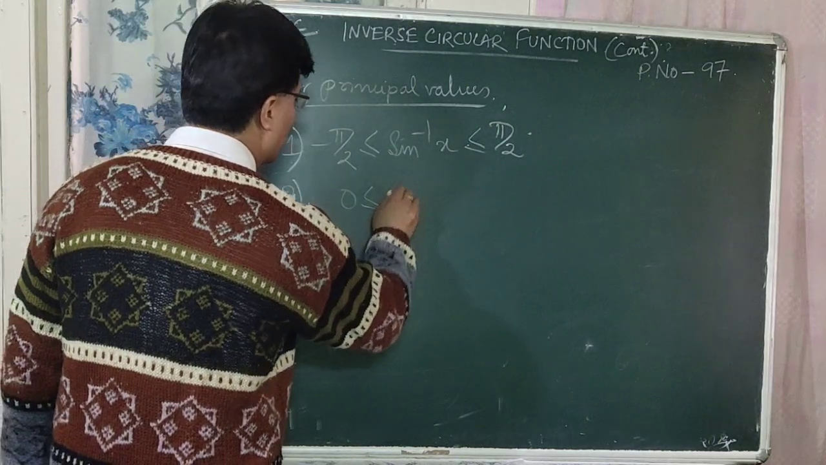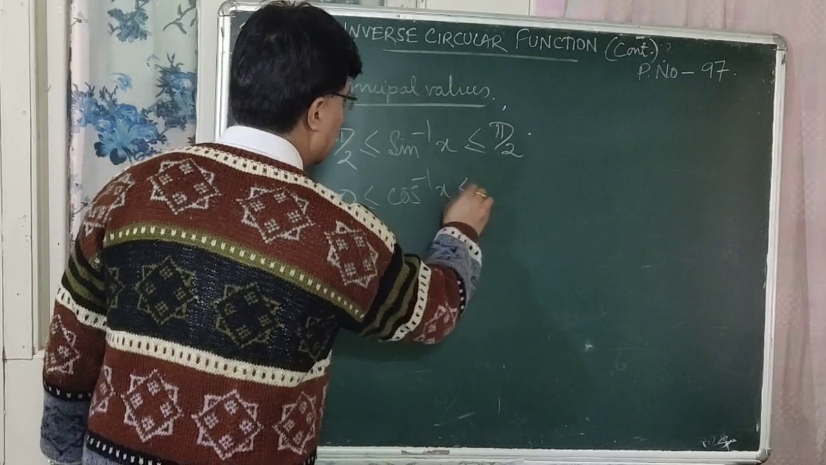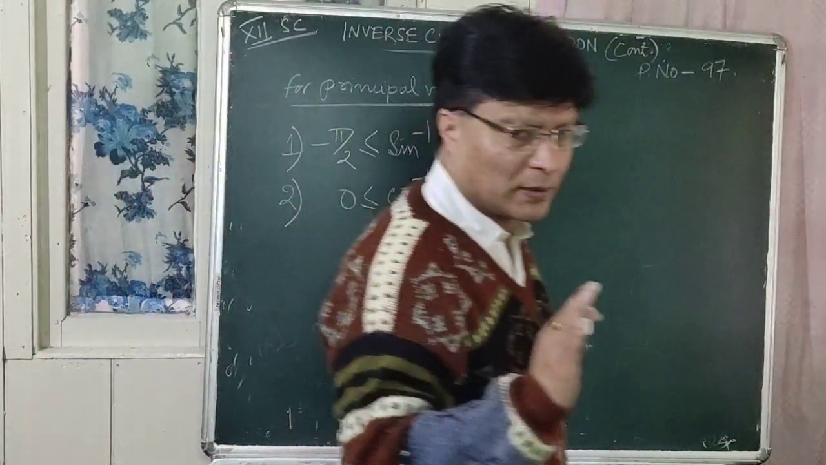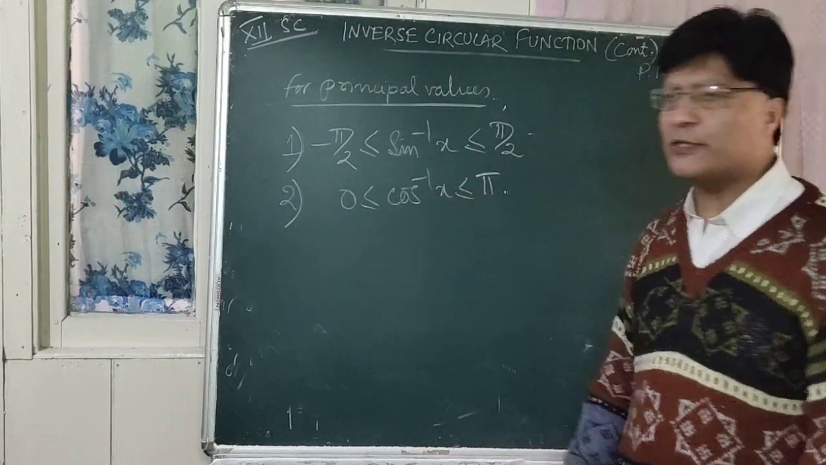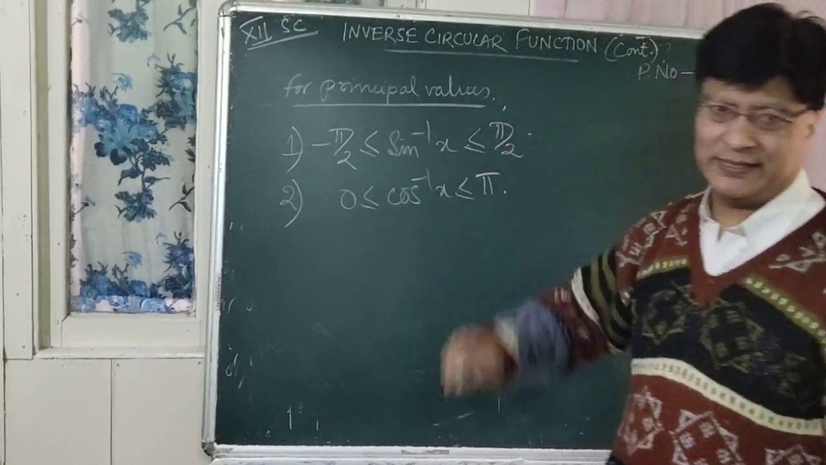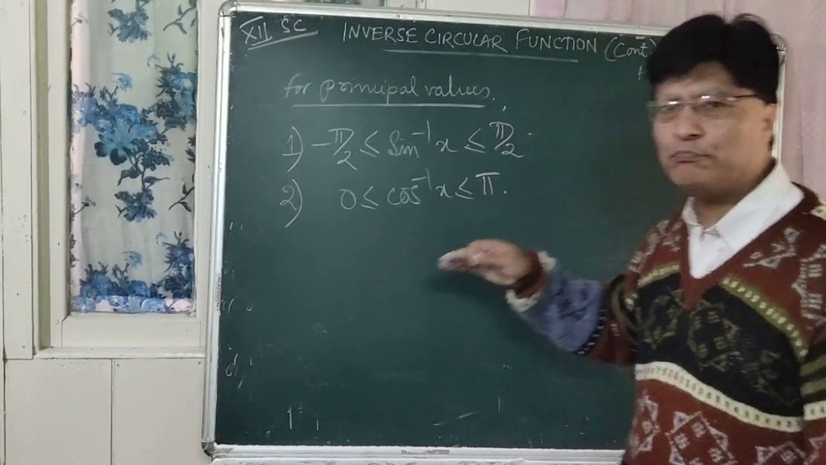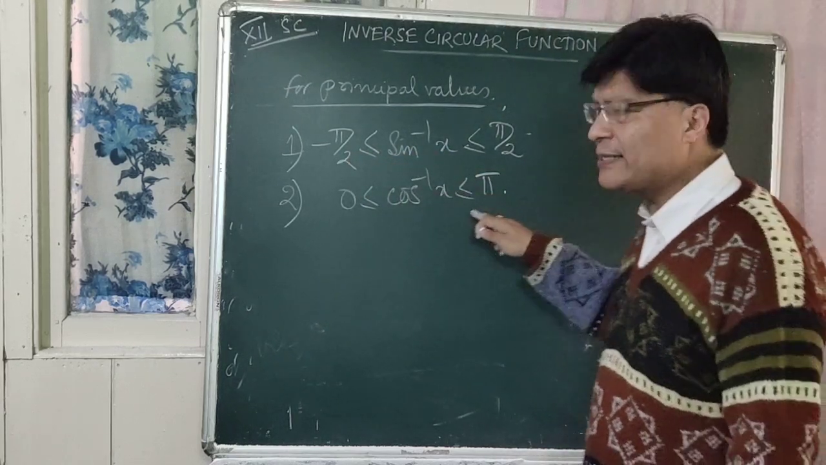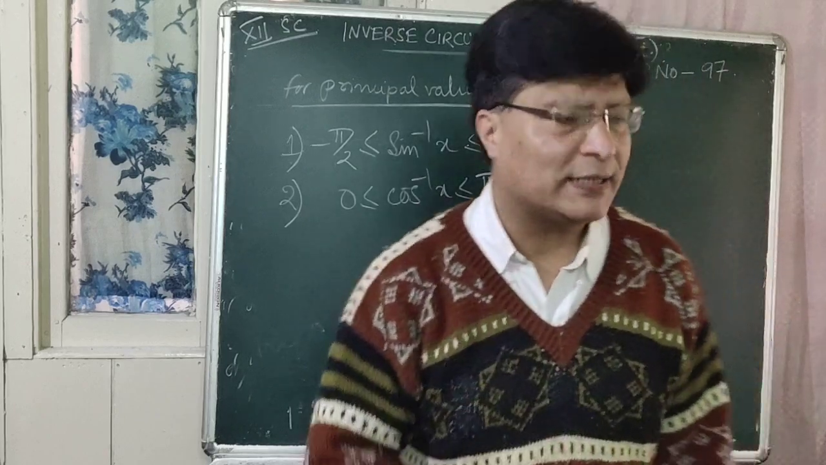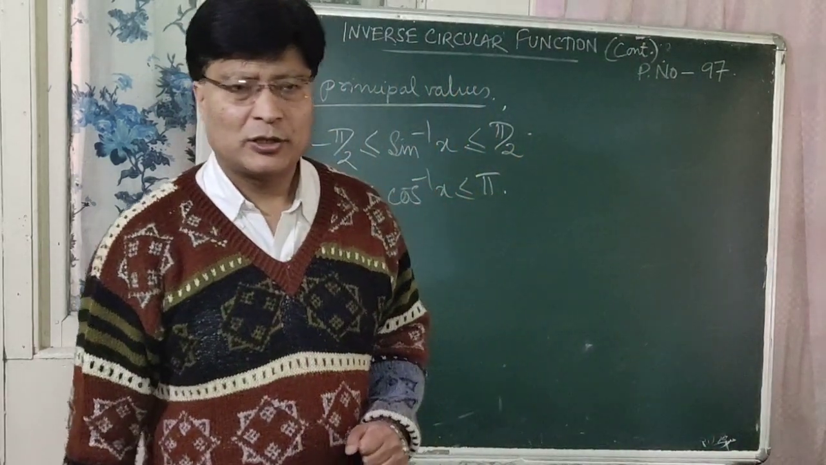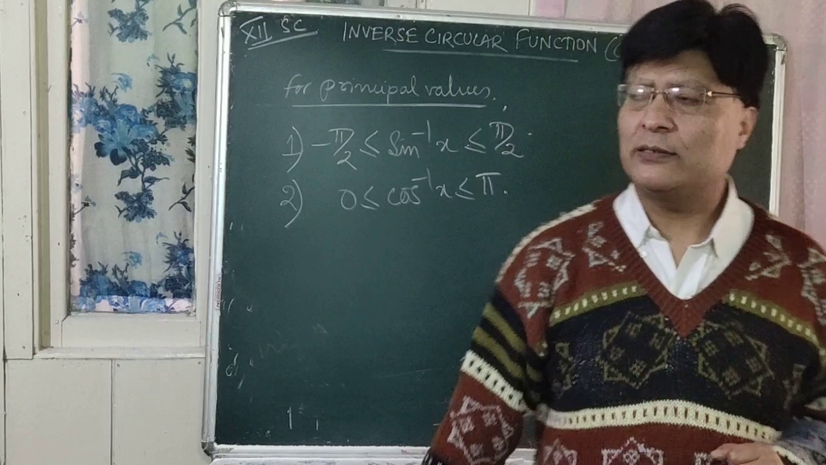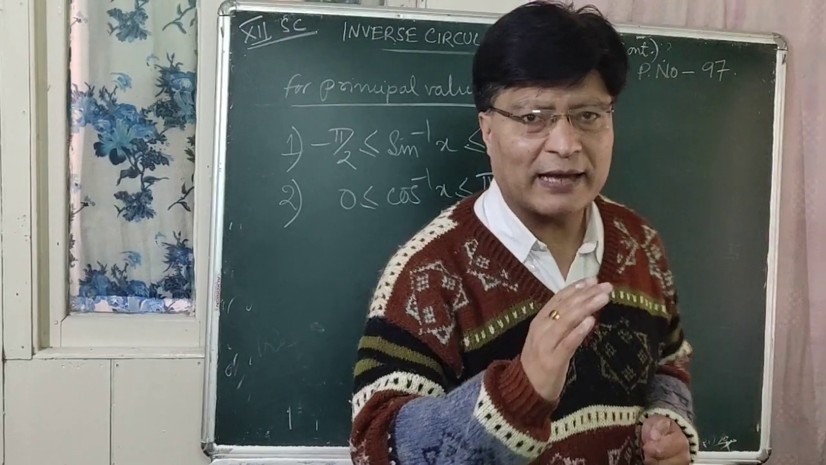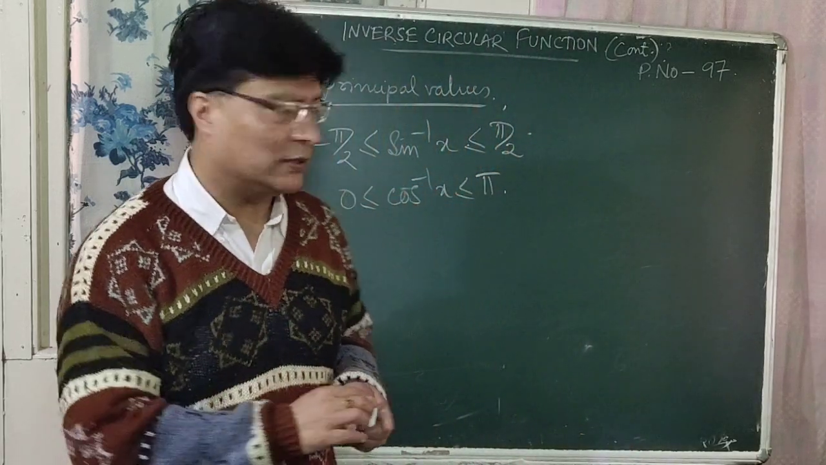Number two is 0 less than or equal to cos inverse x less than or equal to pi. And the principal values of cos inverse x lie within 0 and pi only. Lies within 0 and pi. Okay? So in this case, negative signs are not included in cos inverse x. So why is the minus sign not included in cos inverse x? Because you know that negative angles always lie in the fourth quadrant.